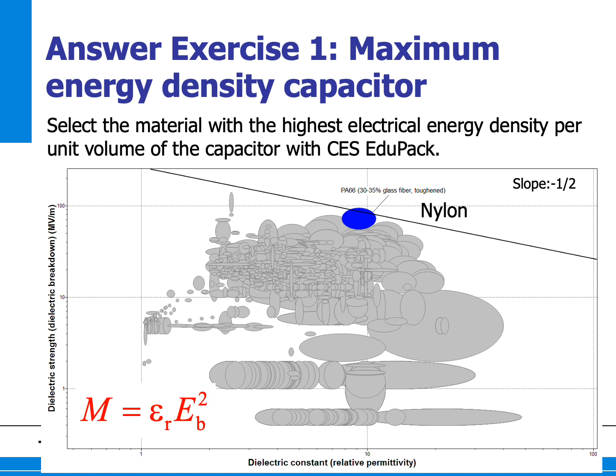Again, we need to move the line to the top right corner, and you see that again, of course, we find nylon as the material with the highest energy density. And of course, in the previous graph, the dielectric constant ran up to something like 10,000. So there are more materials in this region, like the barium titanium oxide that we've discussed before. But here it's more about the principle.